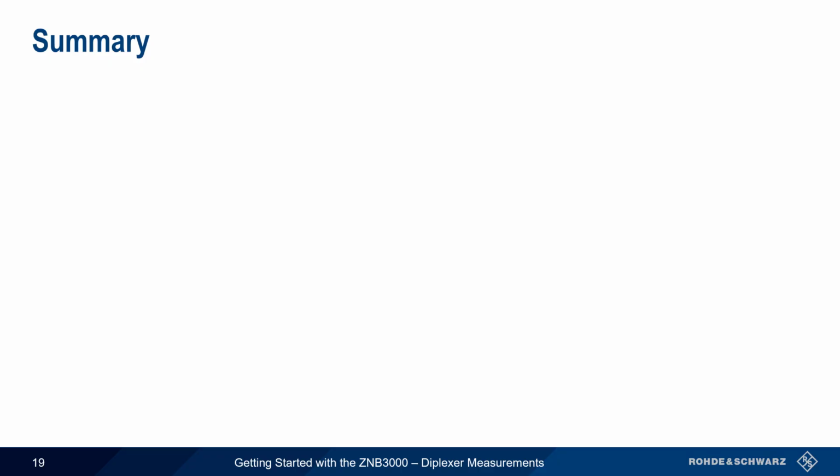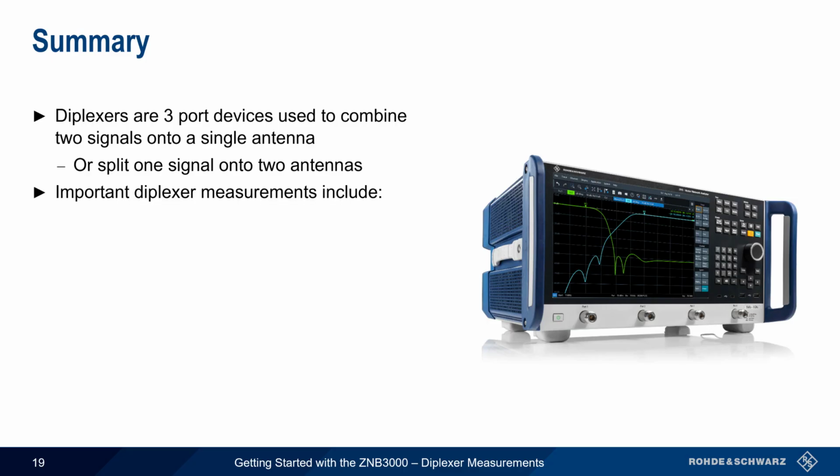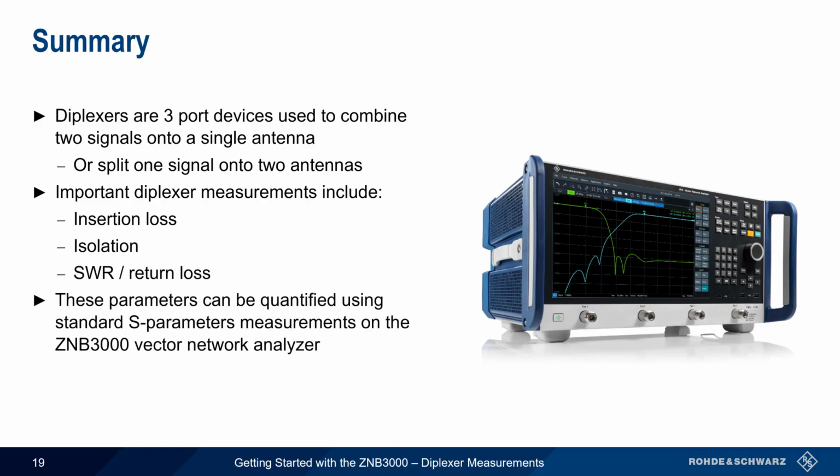Let's end with a brief summary. Diplexers are 3-port RF devices that combine 2 signals onto a single antenna, or split a signal by frequency onto 2 different antennas. There are 3 primary diplexer measurements. These are insertion loss, isolation, and SWR, or return loss. All 3 of these can be measured on a ZNB3000 using standard S-parameter measurements, either made on a single diplexer port or between a pair of diplexer ports.